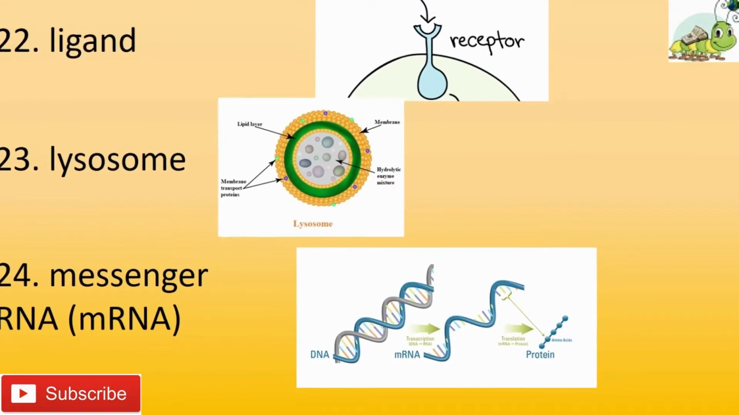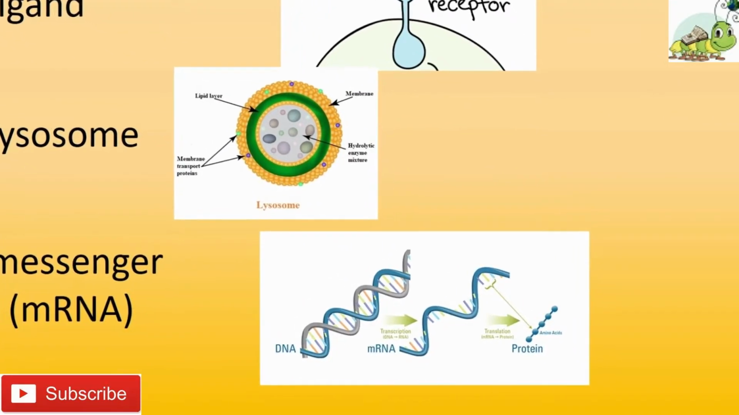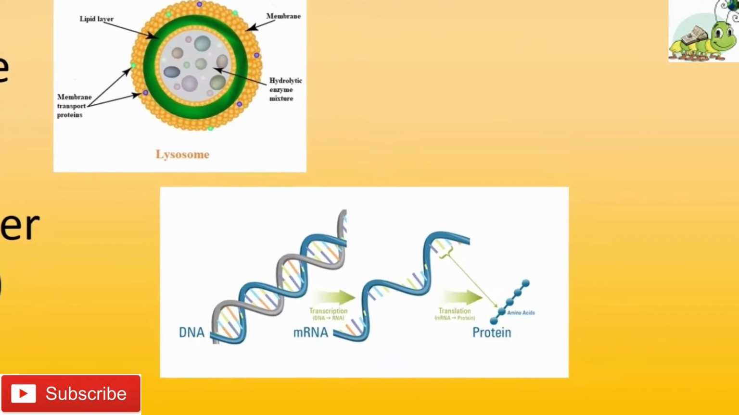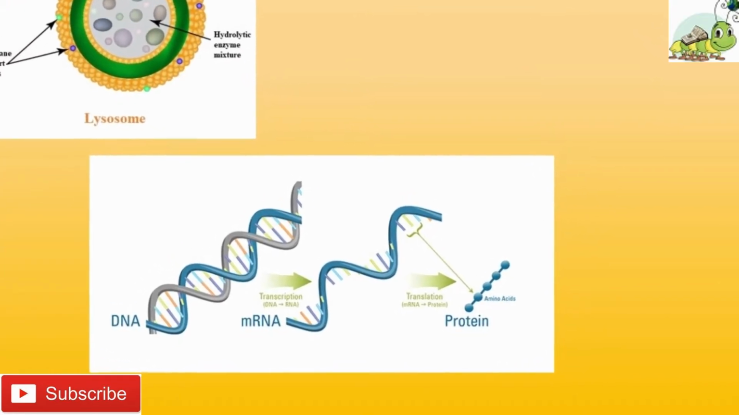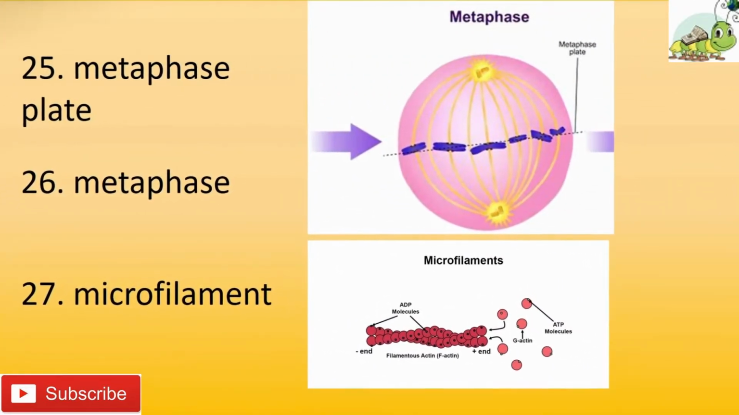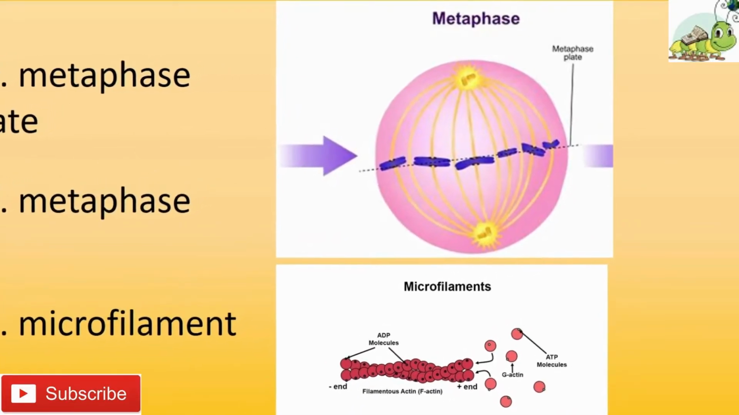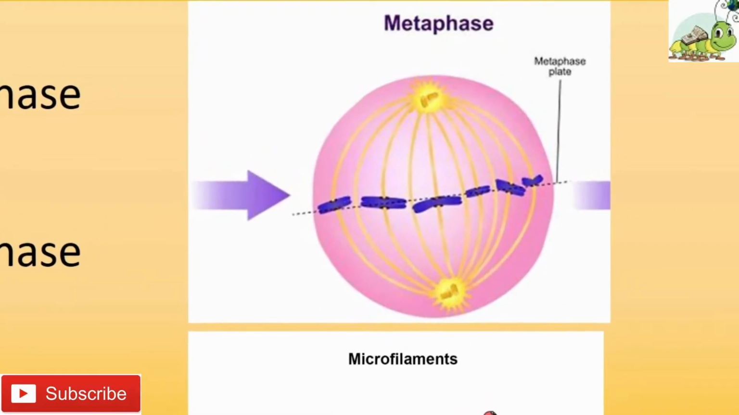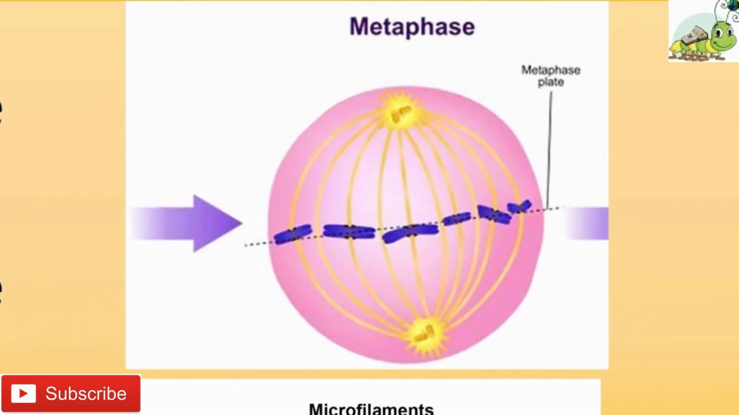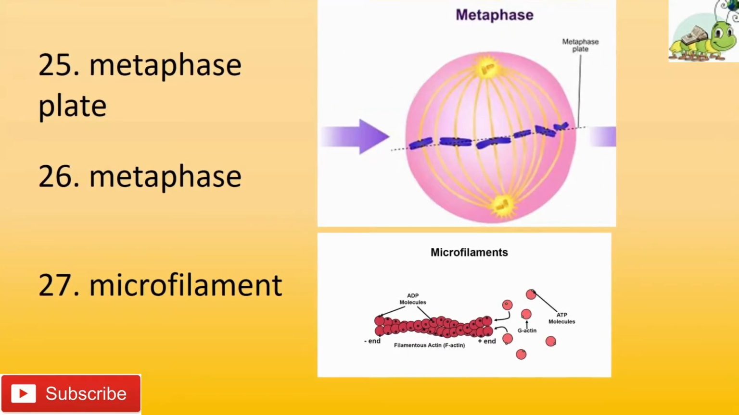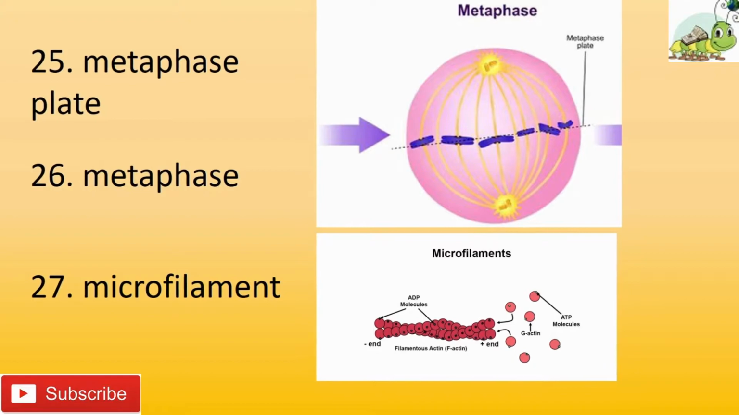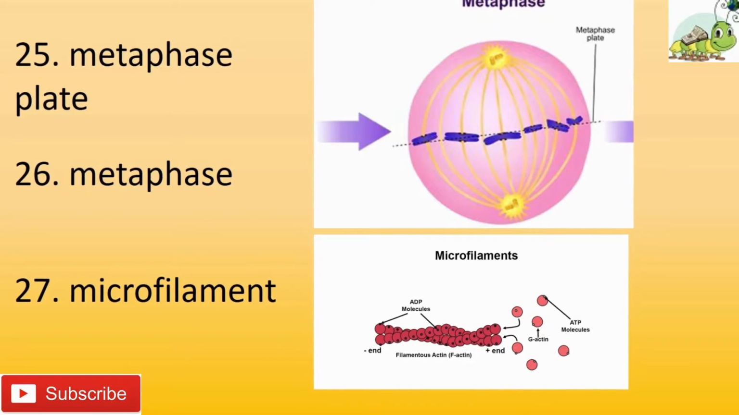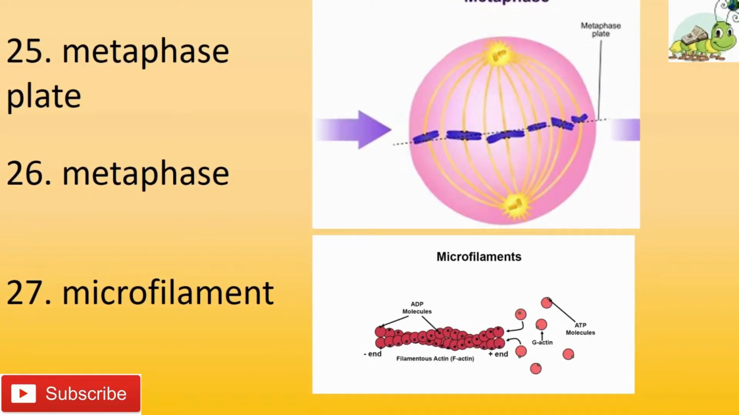24. The messenger RNA. It's also called the mRNA. The nucleotide molecule that serves as an intermediate in the genetic code between DNA and protein. 25. The metaphase plate. The linear alignment of sister chromatids in the center of the cell which takes place during metaphase, the second stage of mitosis and meiosis, characterized by the linear alignment of sister chromatids in the center of the cell.